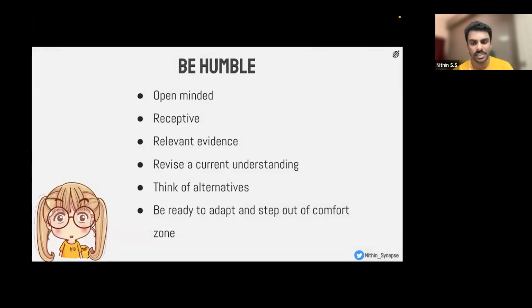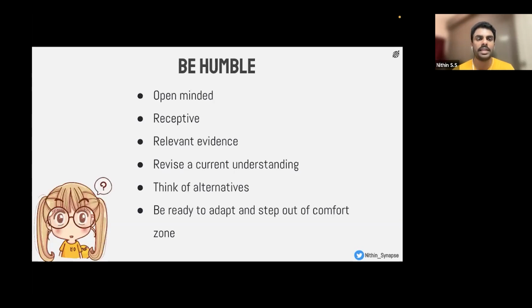And we have to be humble, because questioning is not really comfortable for us and also for the person on the other side. So we have to be open-minded. We have to be receptive. When the other person says something, we shouldn't get offended, and we should consider that this is a different perspective, which could help me to think more deeply, and which could help me to derive more scenarios which can help my testing approach. And we should always ask for relevant evidence.